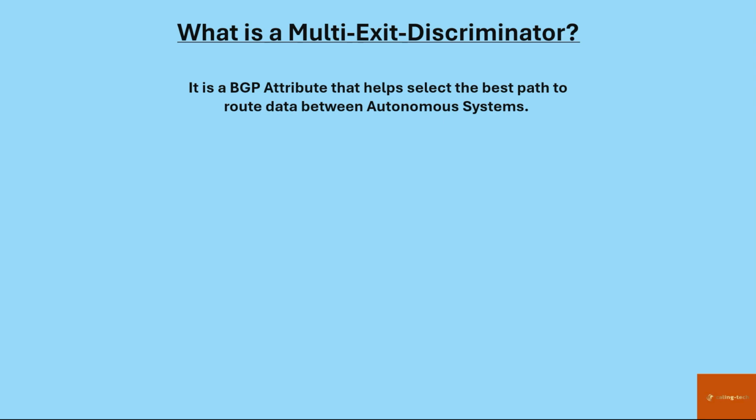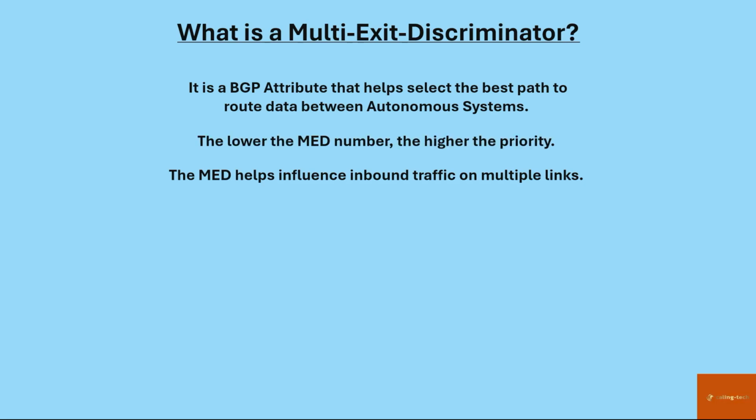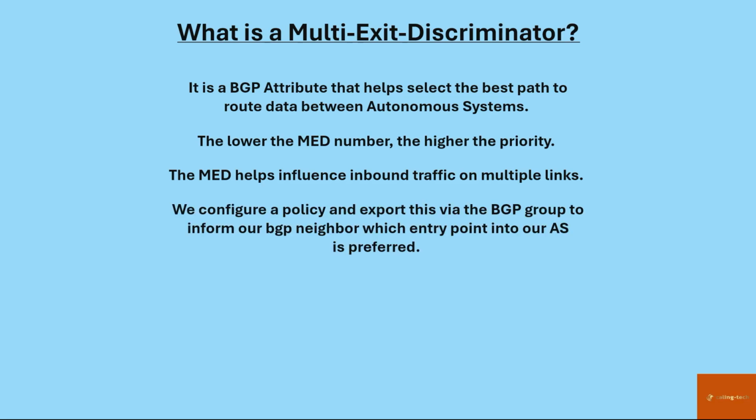to another ISP. So the MED helps influence inbound traffic on multiple links. Okay, the lower the MED number, the higher the priority. And we configure a policy and export this via the BGP group to inform our BGP neighbor which entry point into our AS is preferred. Now, we do have an option to do an import as well. Now, that's dependent on what ASs you actually have control over, but we can go into that later as we go through this presentation and the live demonstration.